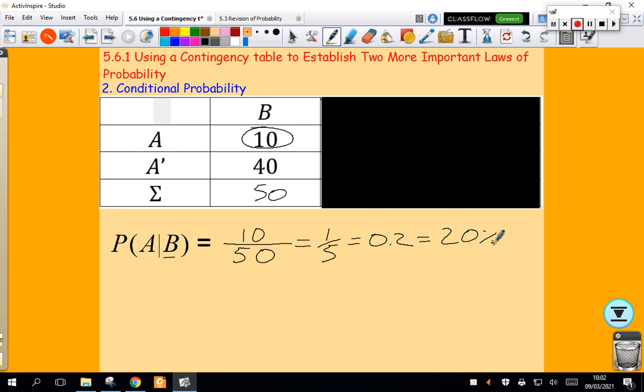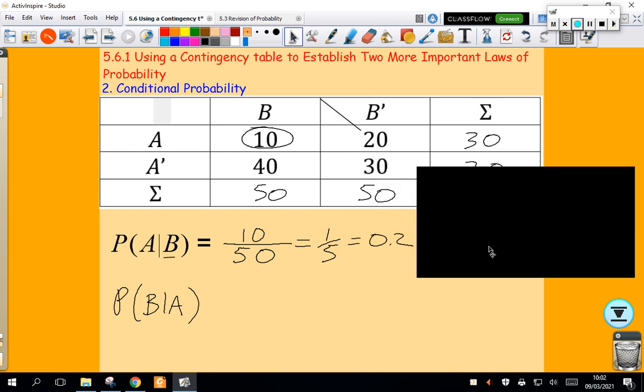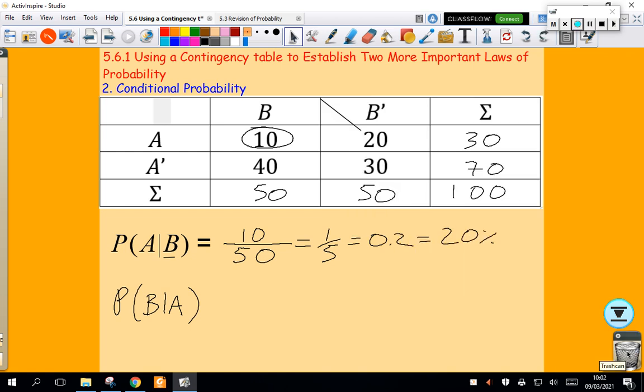What if I turn it around? What if I said the probability of B given A? Notice that's a vertical line in the middle. It's not at a slant. A slanted line means something else. So what's the probability of B given A? What's the probability of event B occurring given that event A has occurred? Or another way to say that, if event A has occurred, then what is the probability of event B occurring?